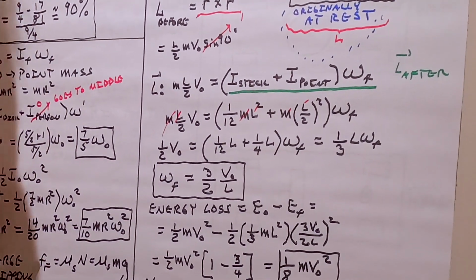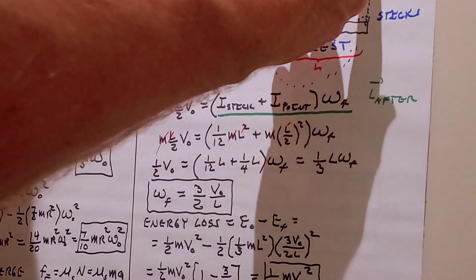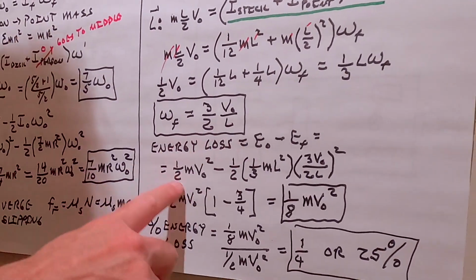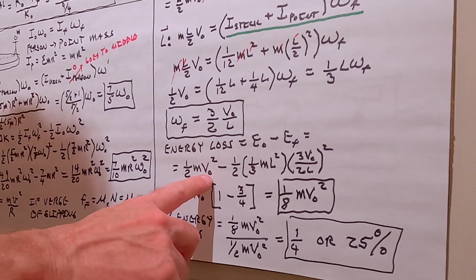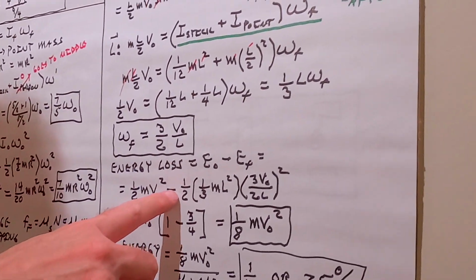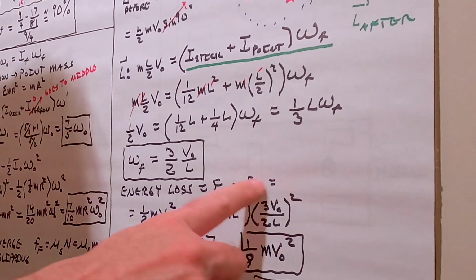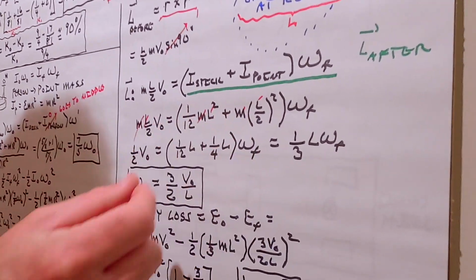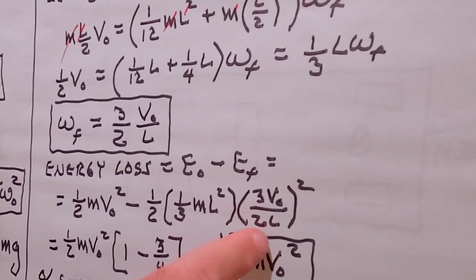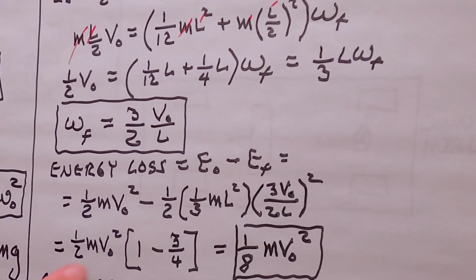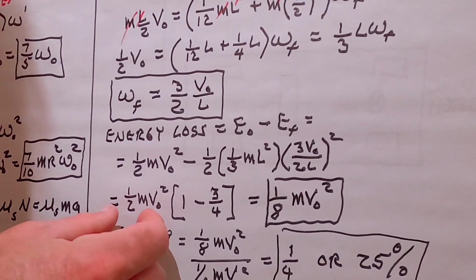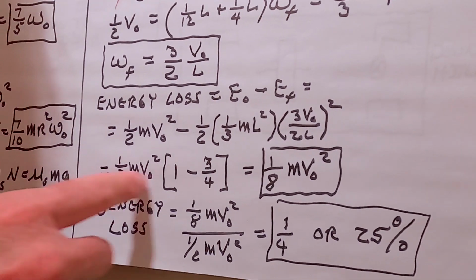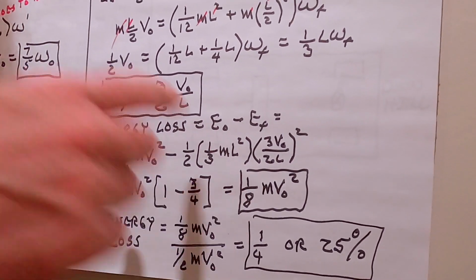If I wanted to figure out how much energy was lost in the collision, it's definitely losing because it's inelastic, it's sticking together. So we could just say the energy before is 1/2 m v naught squared, it's just going in a straight line, minus the total kinetic afterwards. It's all rotational, so it's 1/2, or remember these two combined together was 1/3 m L squared, times omega final squared. And so factor out the 1/2 m v naught squared, you get 1 minus 3/4, which is 1/4, and a 1/2 gives you 1/8 right there. So there's how much energy was lost.